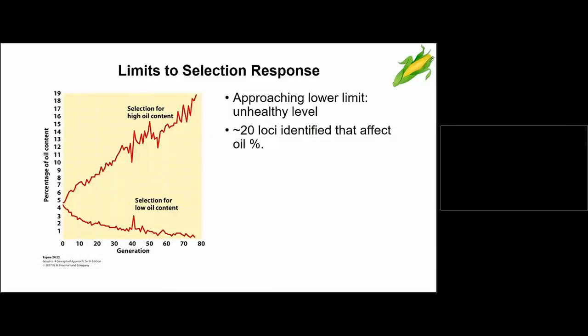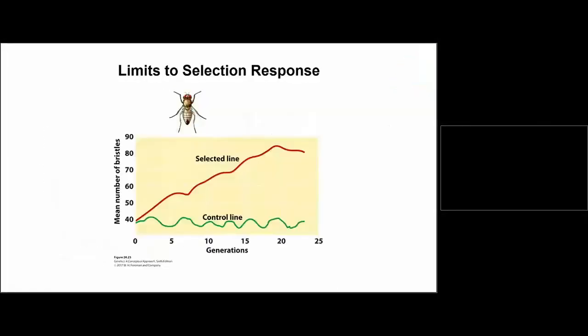What if we sequenced the DNA of the corn that has high production and the DNA of the corn that has low production, compared them, and tried to figure out which alleles are different? They found 20 different genes that were involved in oil production and differed between these two strains. So over 20 different genes are involved in that particular quantitative trait.